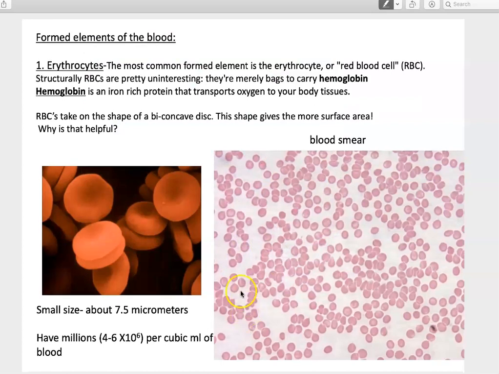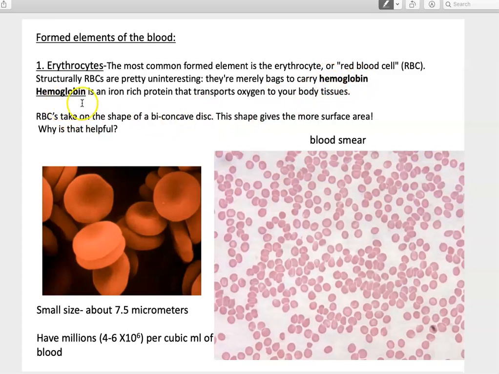Now we'll talk about why we have this shape of our red blood cells. Now, number one, these are the most common formed elements in your blood. So if you're looking at a blood smear, here's our blood smear here. Basically, what you're seeing here is red blood cells. We have millions of red blood cells. Since these are not true cells, don't think of them as true cells. Basically, they are bags, merely bags, to carry a structure called hemoglobin.